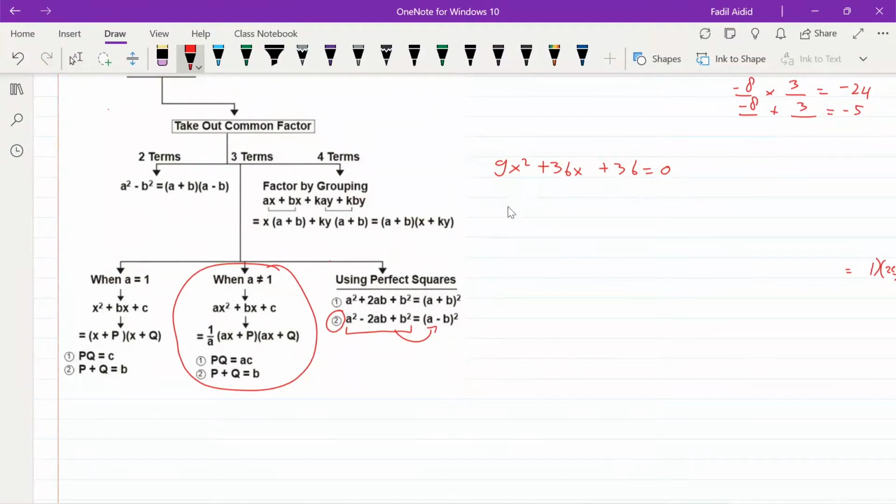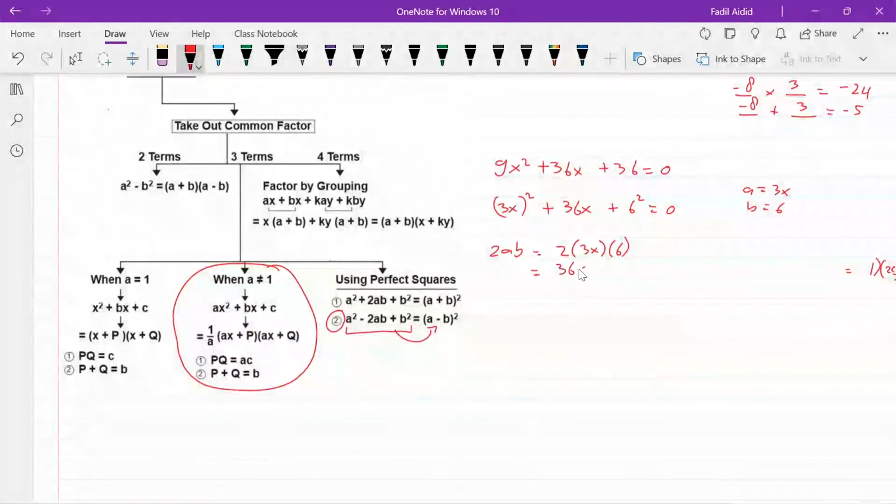So you need to write 9x squared as 3x squared. Leave the middle term like this, don't change. And then write 36 as 6 squared equals 0. Now we need to test. Since the middle term is plus, you need to use the first formula. So 2ab. We know that a equals 3x and b equals 6. So 2ab equals 2 times 3x times 6, which is 2 times 3 is 6, 6 times 6 is 36. So 36x. So it's the same.